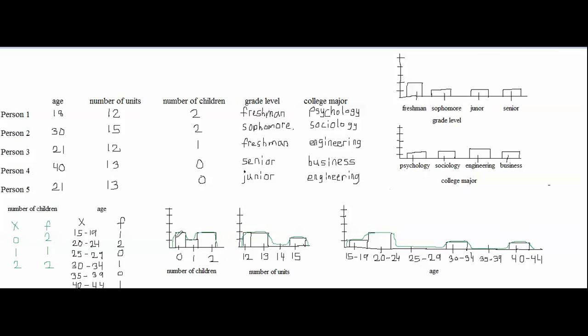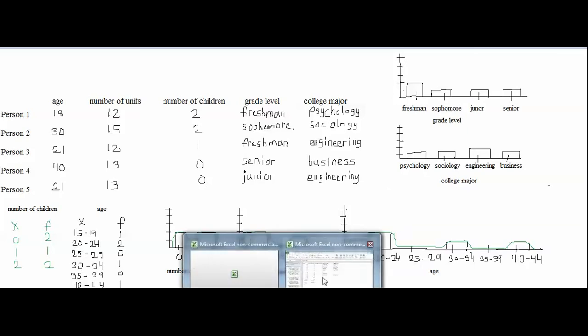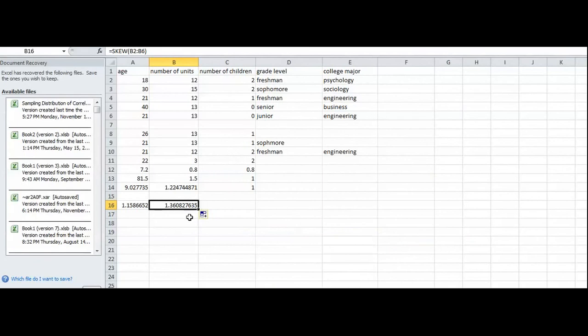What about number of children? I said that it looks like number of children doesn't really have a skewness. So I'm thinking that the skewness value should come out close to 0 for number of children. Right, so it actually does have a skewness value of 0. It has no skewness at all.